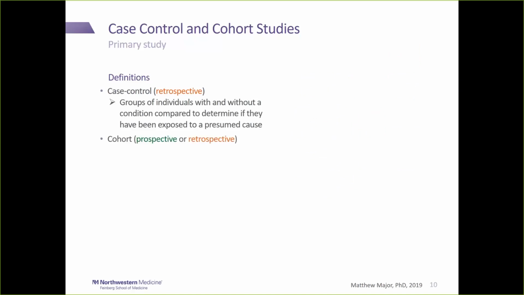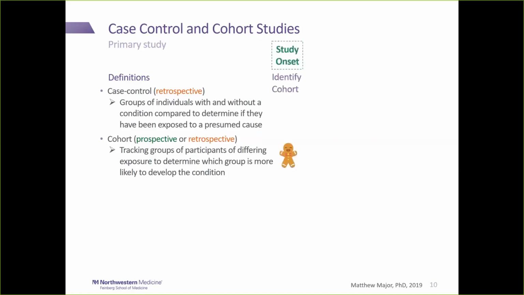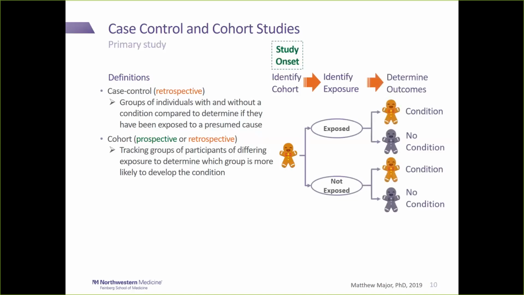Cohorts are slightly different. Cohorts can be prospective or retrospective. In this case, you are tracking groups of participants of differing exposure to determine which group is more likely to develop the condition. So for instance, you might be identifying a cohort. You then identify their exposure, whether they have been exposed or not exposed to the presumed cause, and you're following along to determine what their outcomes are. Either they develop the condition or they do not develop the condition.